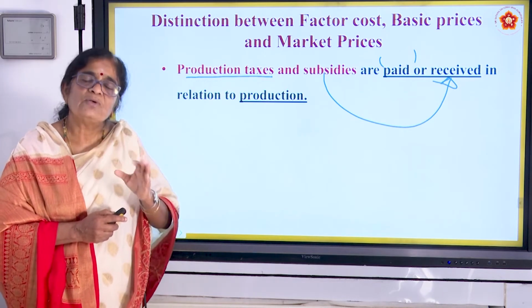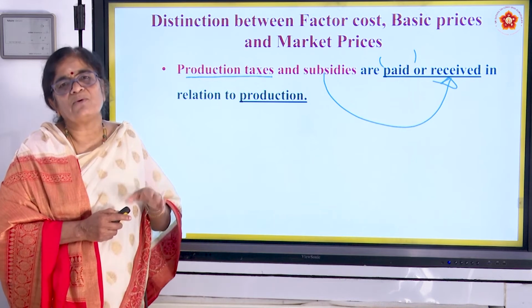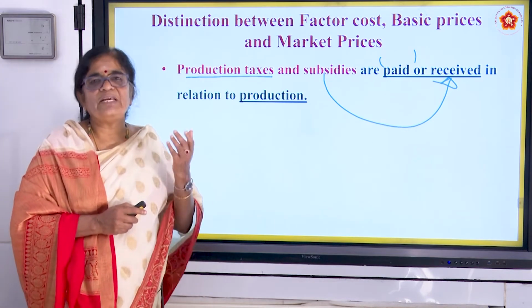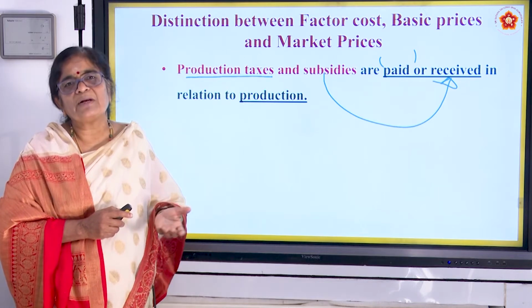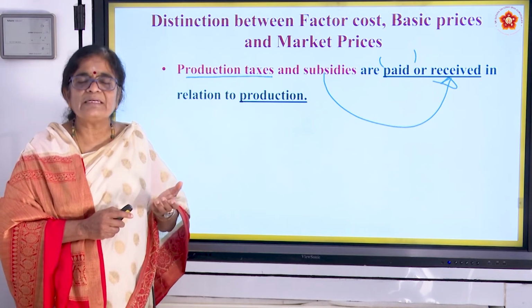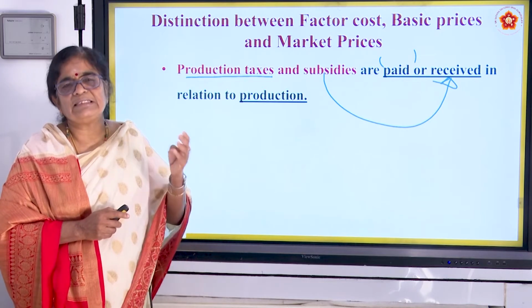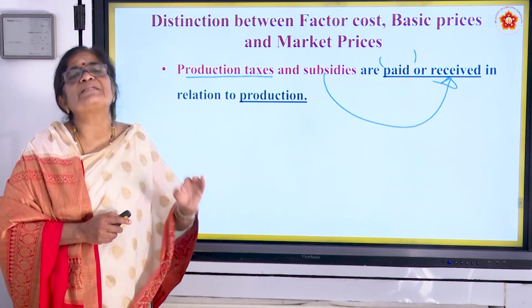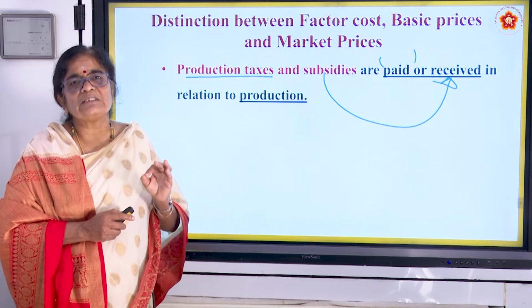Therefore, it is given to encourage the farmer, the paddy farmer or wheat farmer, to increase the production of wheat, paddy, vegetables or cotton. What does the government do? The government gives a seed subsidy and a fertilizer subsidy. Everything is given at a subsidized rate. I hope you understood the concept of subsidy.